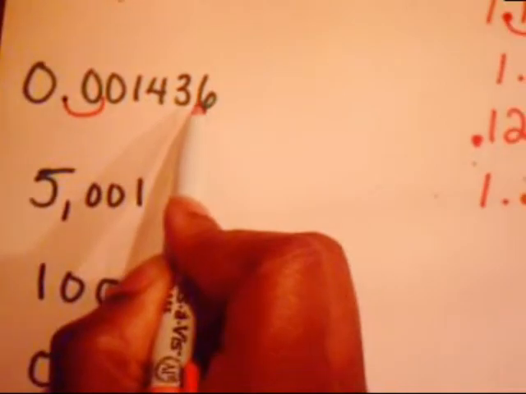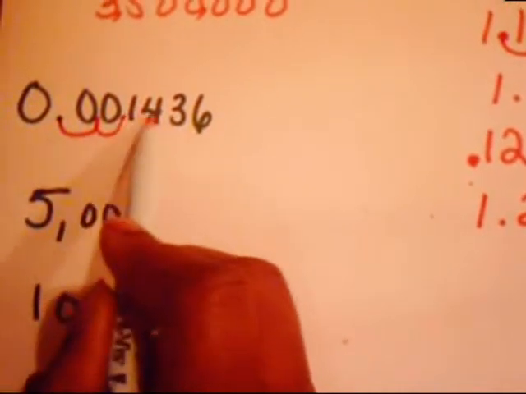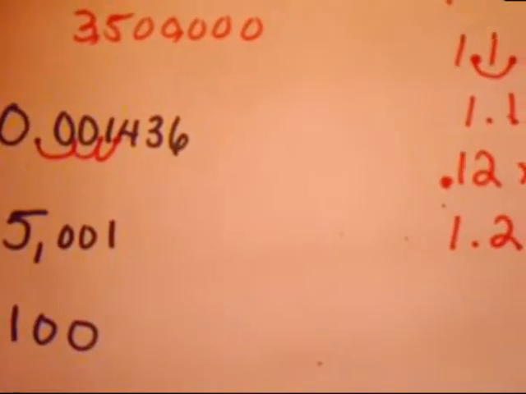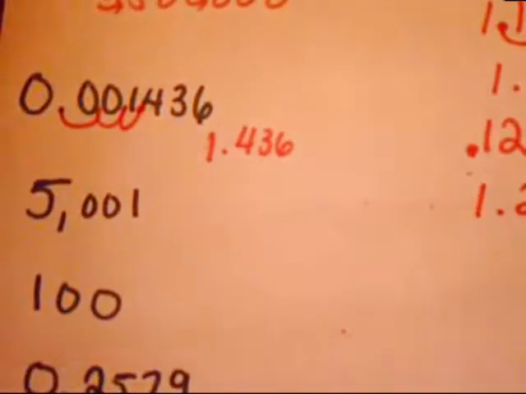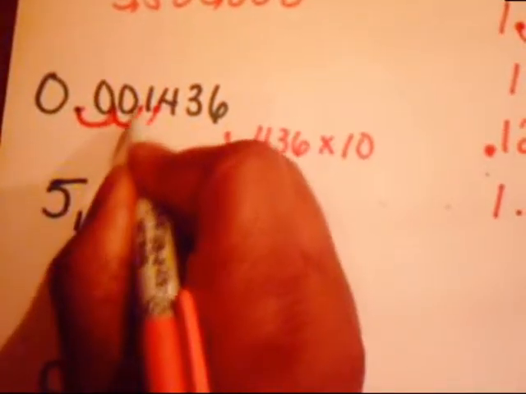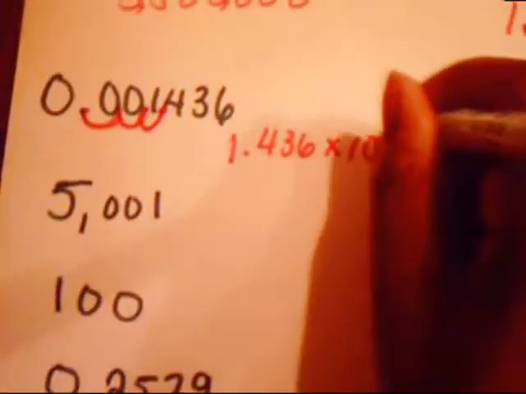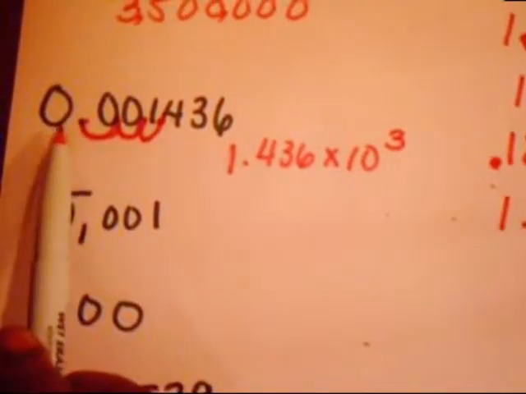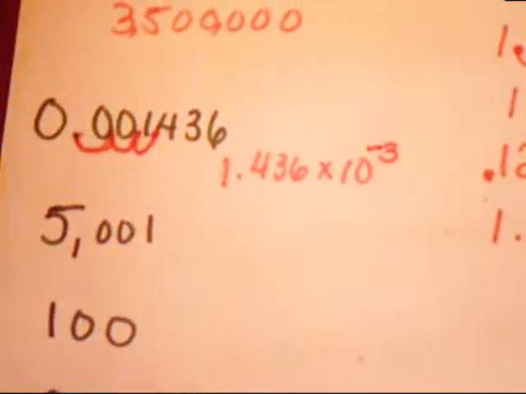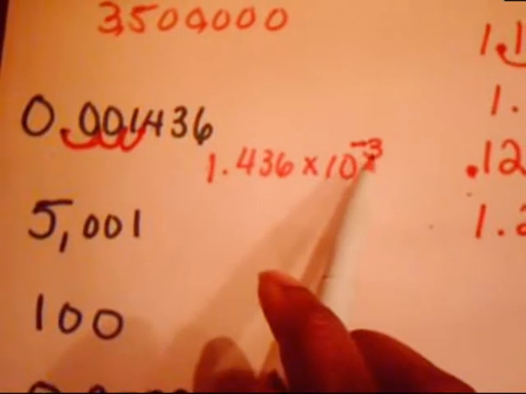Once. 0.01436 is not greater than 1. So I'll move it here. Is 0.1436 greater than 1? No. How about here? 1.436. That's greater than or equal to 1, so we can keep that. 1.436. How many times did we move the decimal? 1, 2, 3. When your number that you began with is less than 1, your exponent will be a negative. So the power is going to be negative.